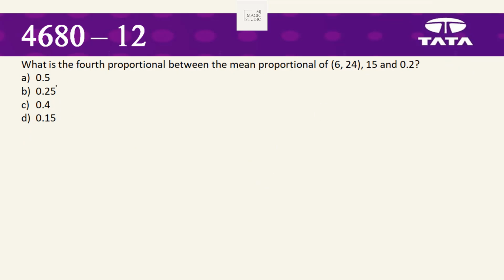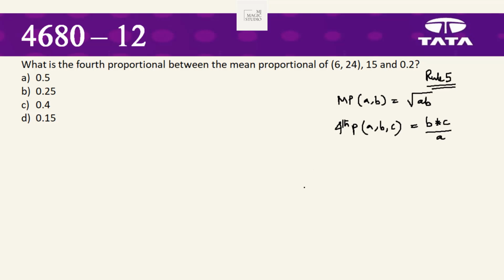Now a pure proportion based sample question is given. You will find every detail regarding this in Rule 5, Ratio Proportion Variation Masterclass. Mean proportion of A and B is given by root AB, and fourth proportion of three numbers A, B, C is given by B into C by A. We will be using these two. What is the fourth proportion between the mean proportion of 6 and 24? First, mean proportion of 6 and 24 is root over 6 into 24, that is root 144, that is 12.